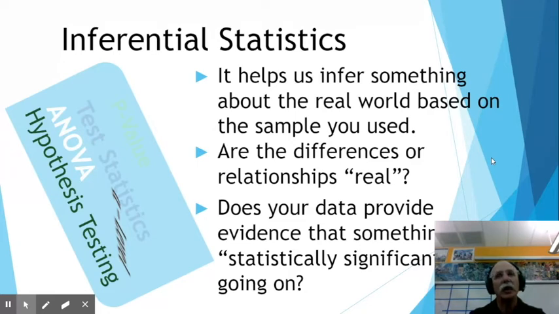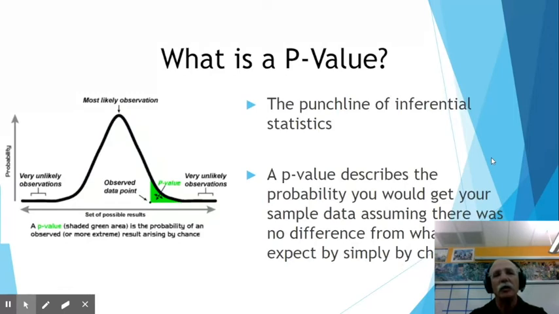And it's going to do that by generating something called a p-value, right? So what is a p-value? I describe it as the punchline of inferential statistics. Any kind of statistical test or statistical analysis you do is going to give you a p-value. And if the graph on the left looks kind of scary or intimidating, don't worry about it for now. We're going to come back to it in just a minute.